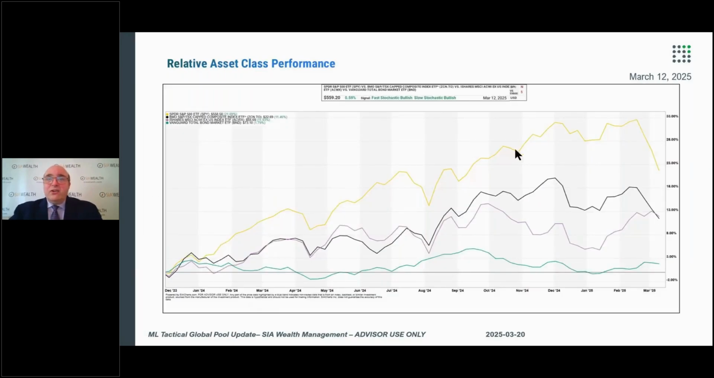In terms of relative asset class performance, the orange line is the US, the S&P 500 ETF, and that was crushing everything for the longest time, and now it's really come off. Canadian is the black line. It was doing okay, but it kind of leveled off around October, around the time of the election when the tariff threats started, and we've seen it come down, but a little less than the US markets. The purple line is overseas markets, and that is actually doing extremely well. We've also seen a little bit of improvement in bonds, not as much as international stocks, but bonds have been bouncing back a little bit as well.